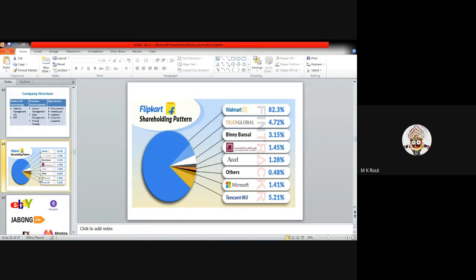We have already heard the rumor that Walmart has acquired or merged Flipkart. That is not proven. The proof is that Walmart is just holding a share of Flipkart of around 82.3%. Moving to the next part.